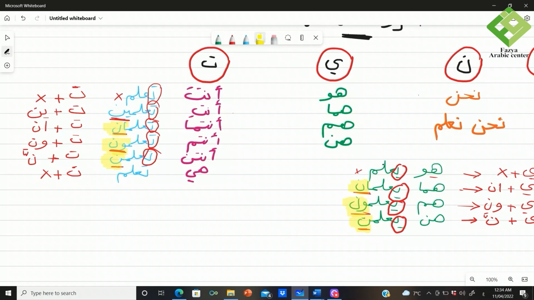As we said earlier, the alif is settled. I mean, there are no different possibilities with the alif. The alif is all the time ana. The noon is all the time nahnu. Then the ya is covering 4 of the 5 pronouns of the third person. It covers only huwa, huma, hum, hunna, all of them except for hiya. The ta is covering all the second person plus hiya.